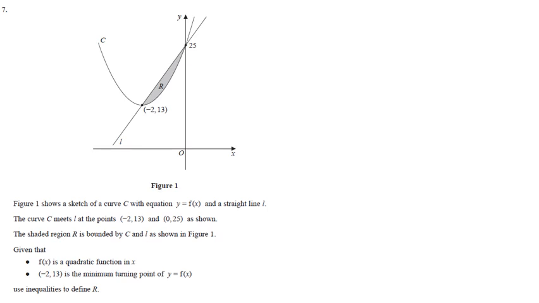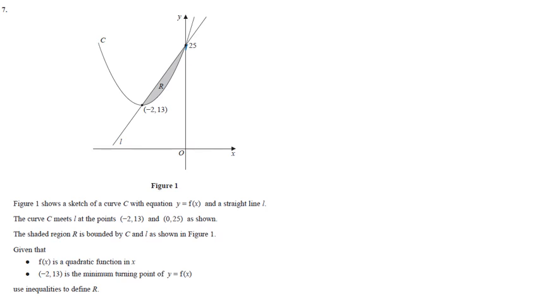Question 7. We've got a region R which is bounded between a straight line and a quadratic, and we're told some information about the line and the quadratic. First of all, both the line and the quadratic cross at y equals 25. They also intersect at -2 and 13, which is also the turning point of the function.